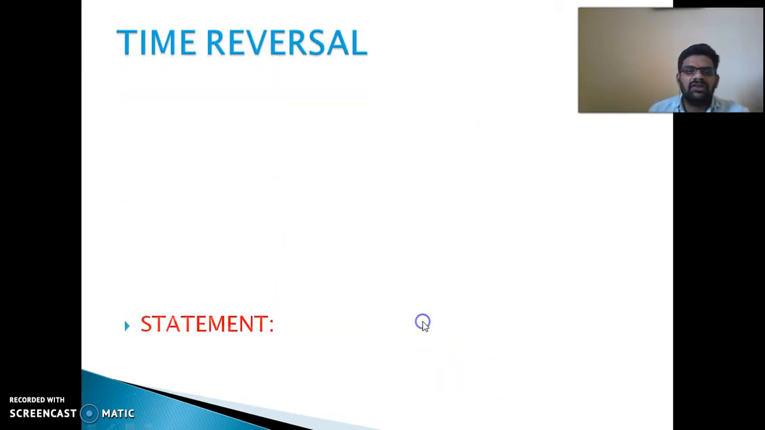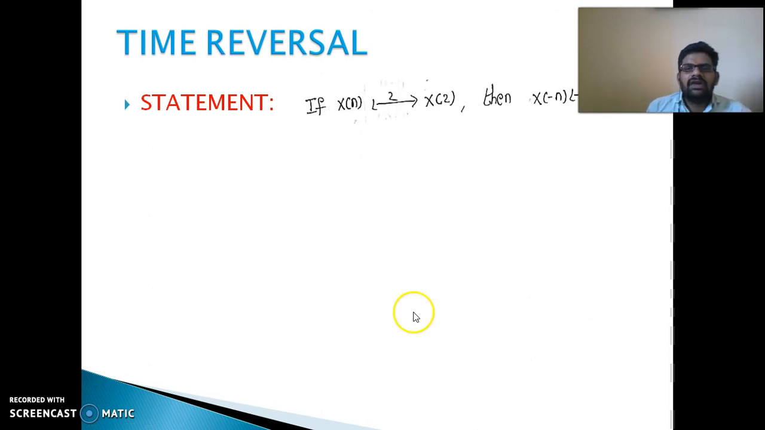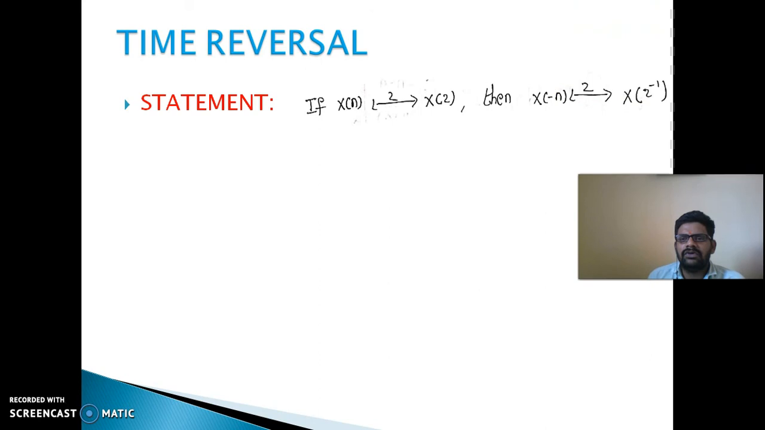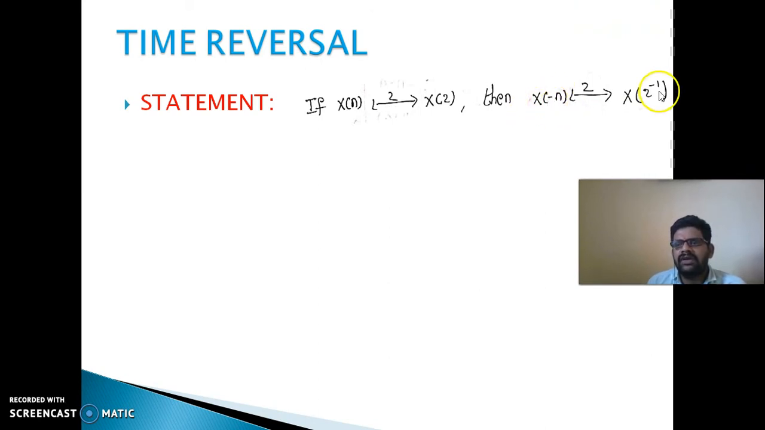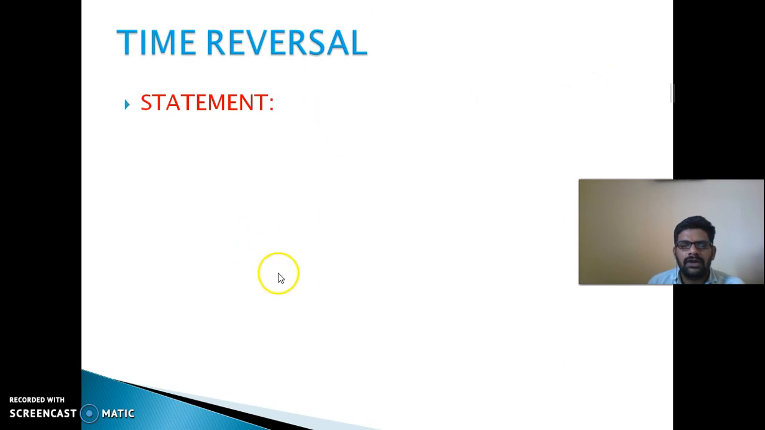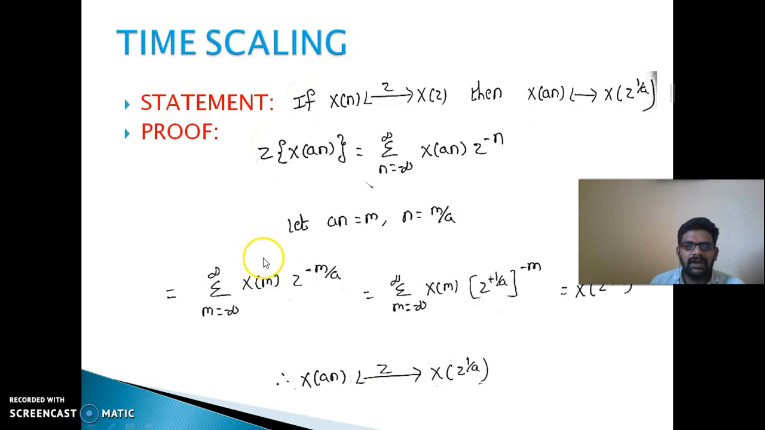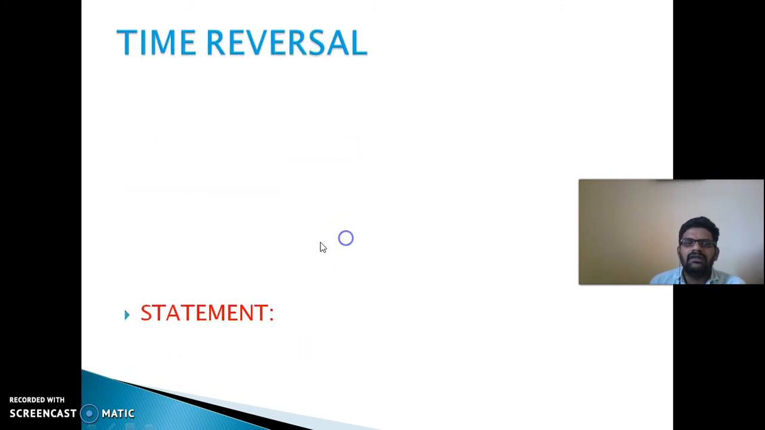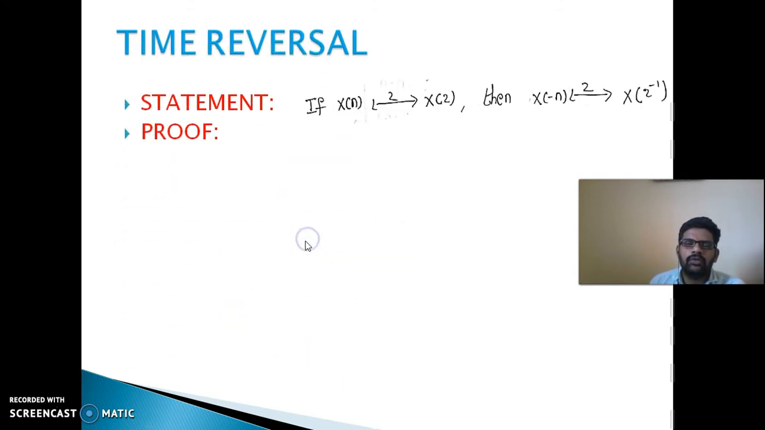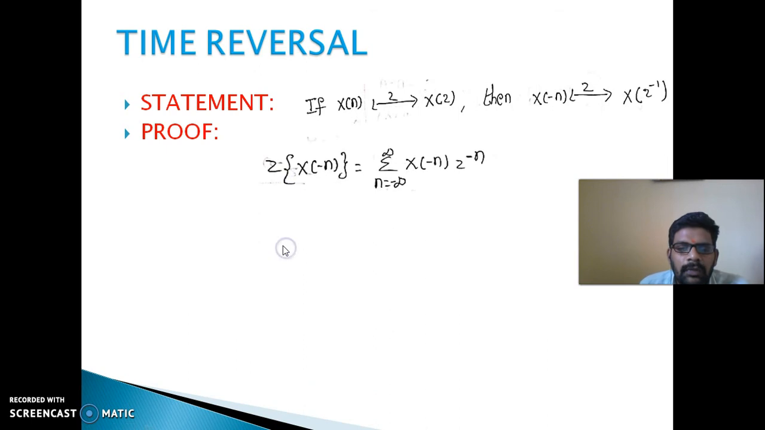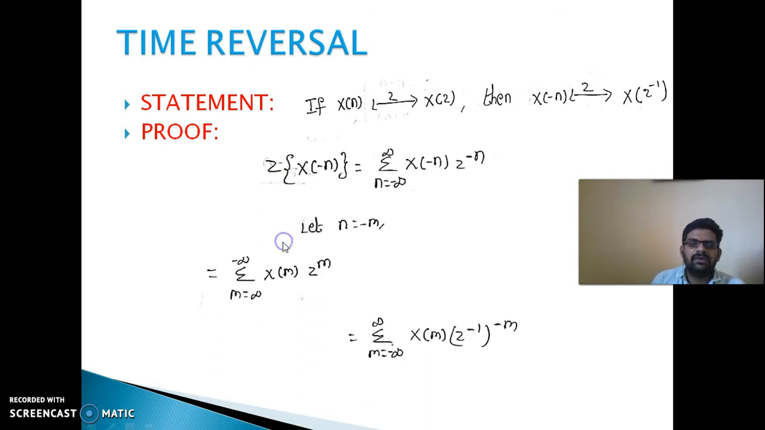Next, time reversal property. If x of n is a Z transform pair with X of Z, then x of minus n is a Z transform pair with X of 1 by Z. If you substitute a equal to minus 1 in the time scaling property, it becomes proved directly. No need to again take the proof. So if you have the time scaling property with a equal to minus 1, x of minus n is equal to X of Z power minus 1, that is 1 by Z. So hence the time reversal property is proved from the time scaling property itself. The same things here we will continue.